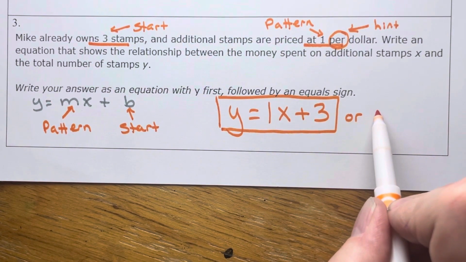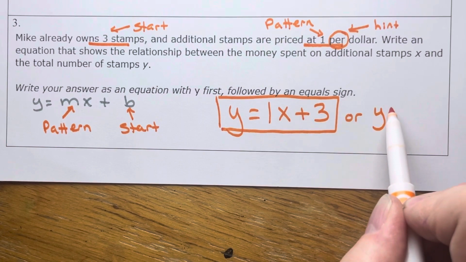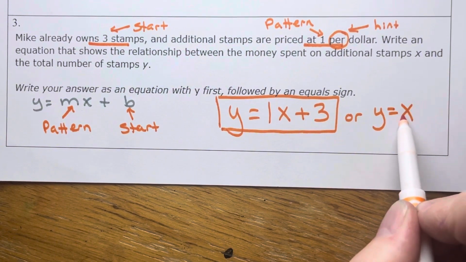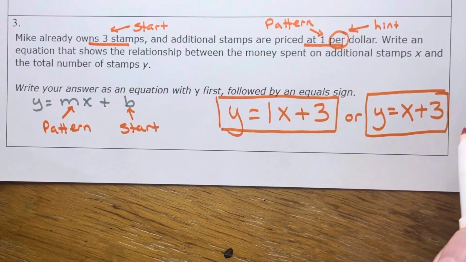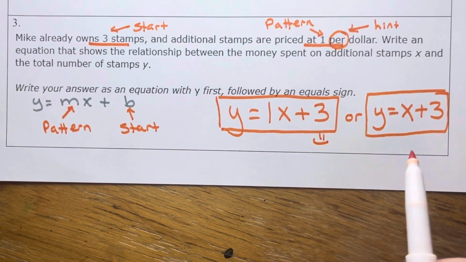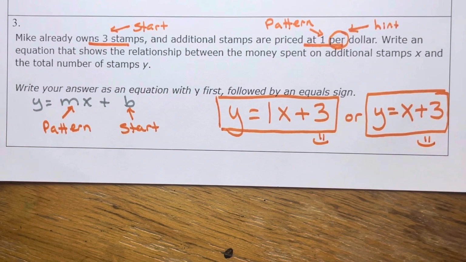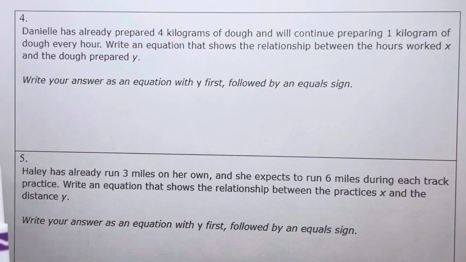It is understood. Therefore, you would write y equals x plus 3. Either way it goes, they mean the exact same thing. It just depends on your teacher or your digital platform's preference. And there you go. Example 4.